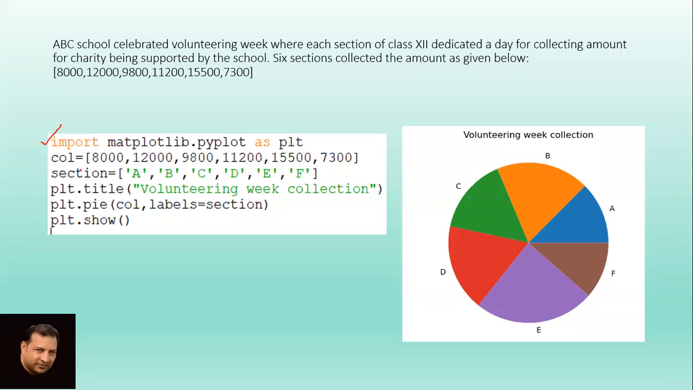matplotlib.pyplot as plt. COL, here it stands for collection. COL is equal to, this is a list of amount, section A, B, C, D, E, F. Title, here I have used title. It is used to provide a title to pie chart, like plt.title volunteering week collection. So we have a title here.